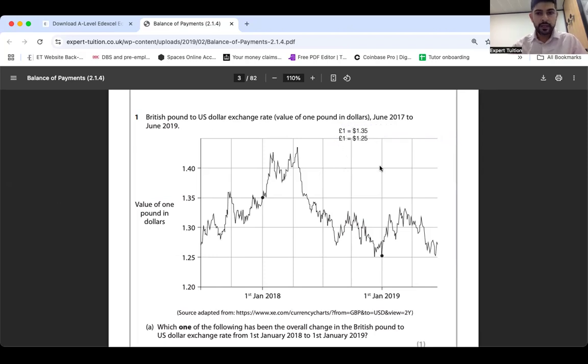But has the pound, sorry, got stronger or weaker relative to the dollar? Well, it used to be able to buy $1.35. It can now only buy $1.25. It's clearly got weaker. How do I describe that? Well, I describe that as a depreciation.